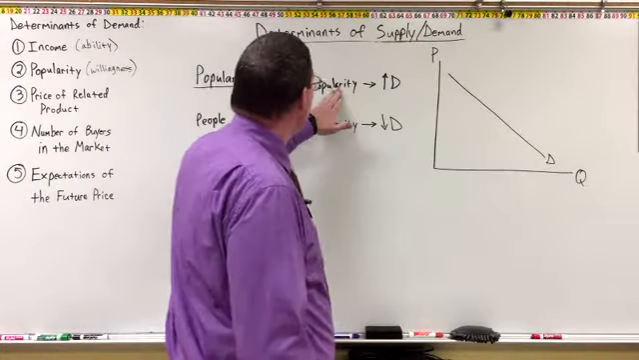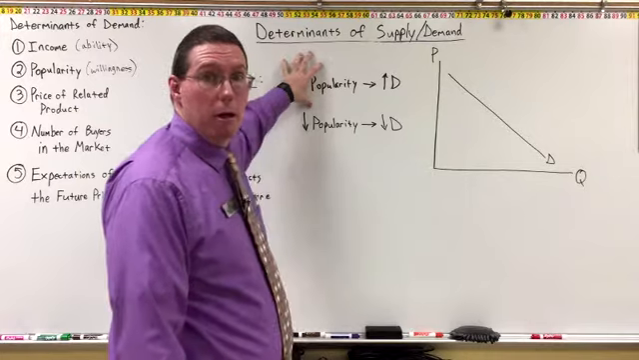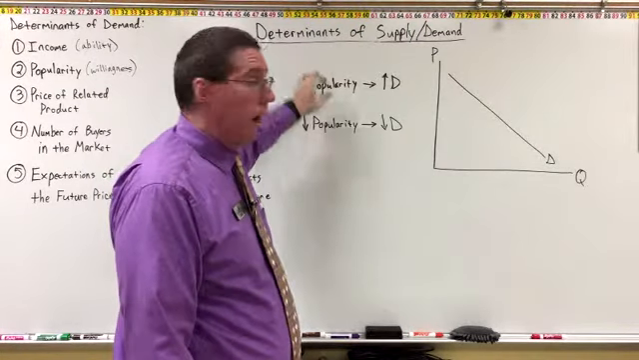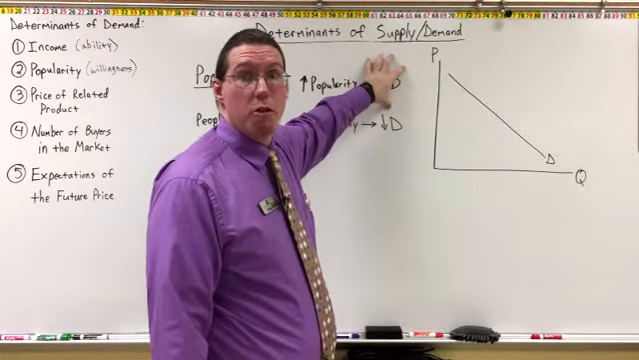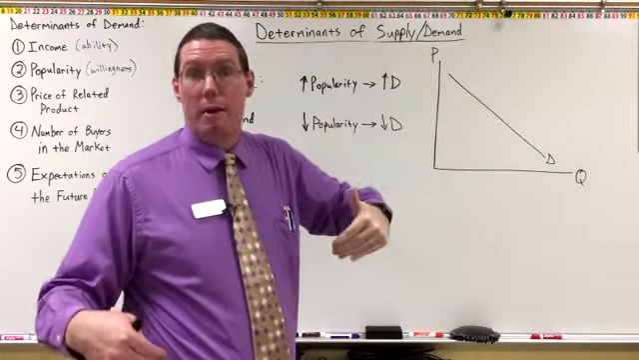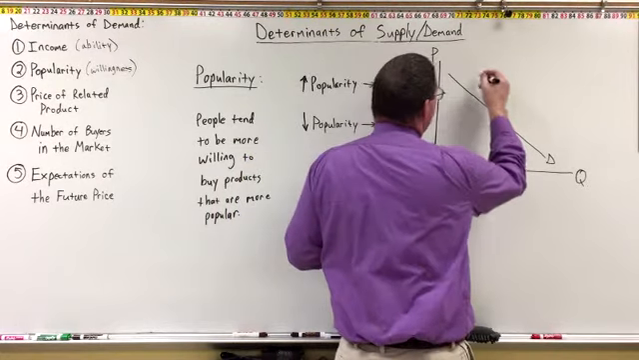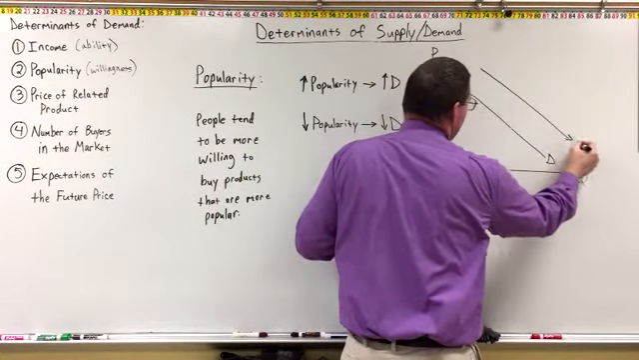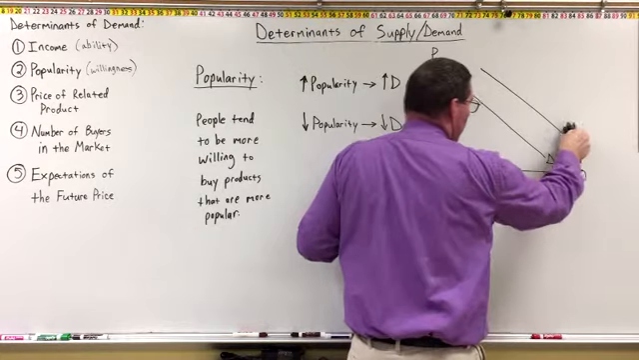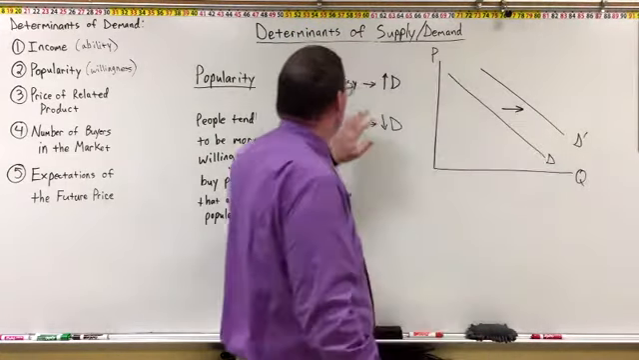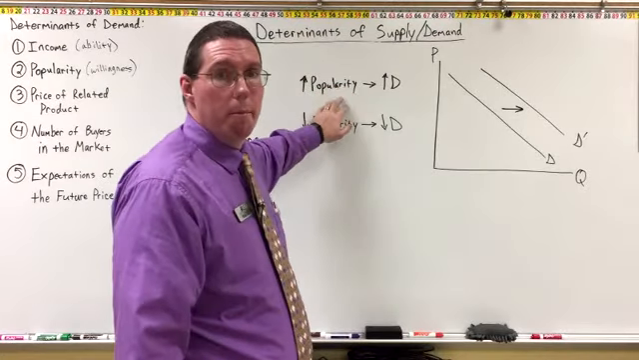So when something becomes more popular, like a particular brand of clothing, now everybody wants it because it's really popular. They want to be seen wearing it. Okay? And so what that's going to do is that is going to shift the demand curve to the right. So going to shift the demand curve to the right because the product is more popular.